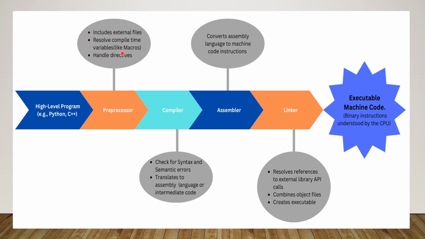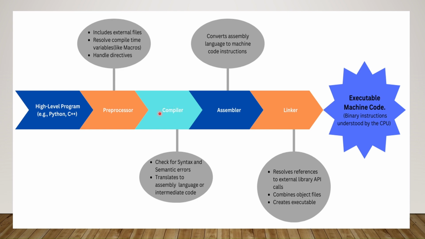and also compile time variables, which we will discuss later. In C we have macros, where we define compile time macros, and in C++ we write a lot of directives. All will be handled by the preprocessor. We will discuss these topics later.